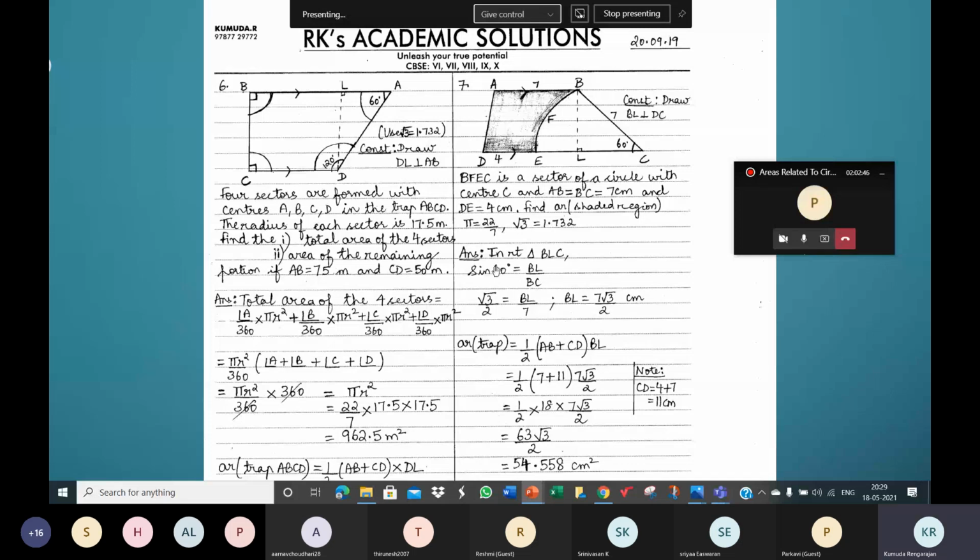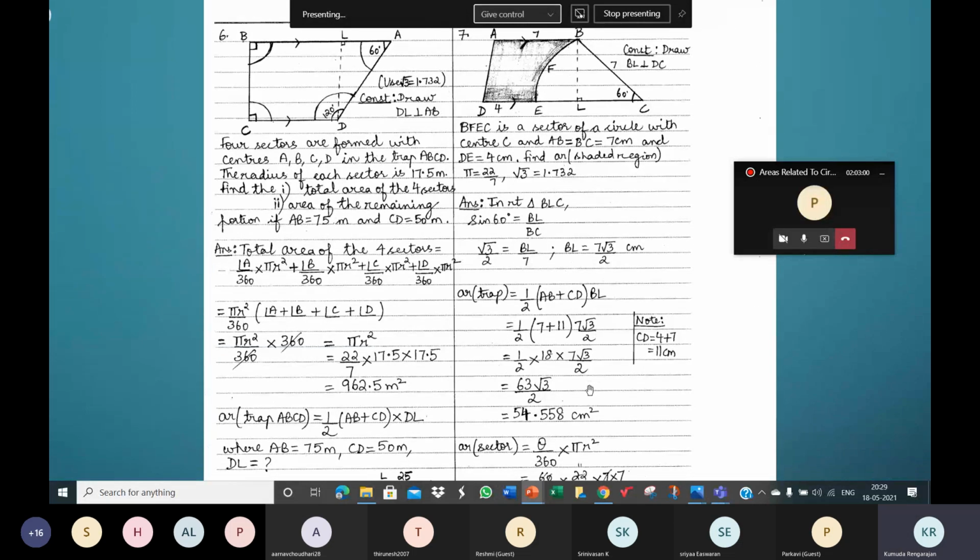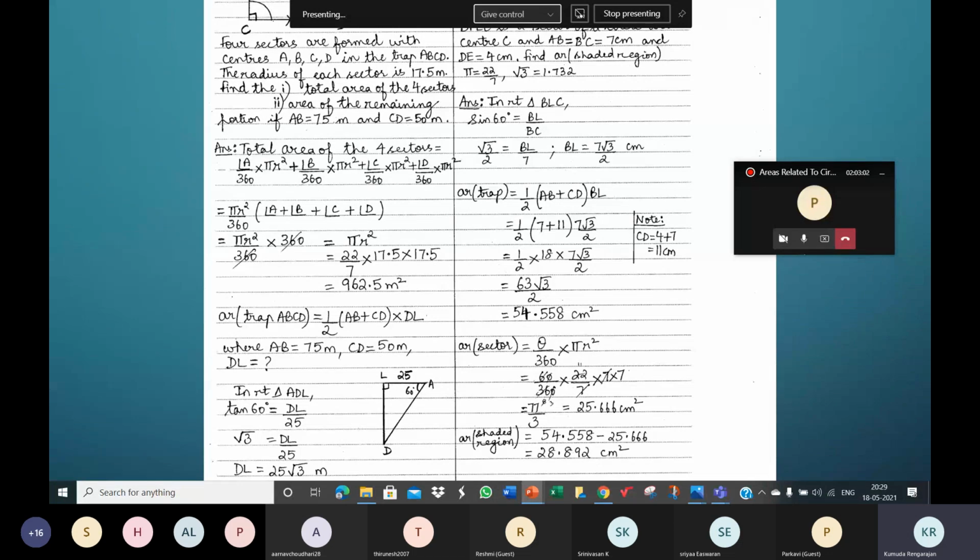The value of sine 60 degrees from the table is √3 by 2. BL is not known, so √3 by 2 is equal to BL by BC, which is 7. On working this, we find BL is 7 √3 by 2. So using this, we find the area of the trapezium.